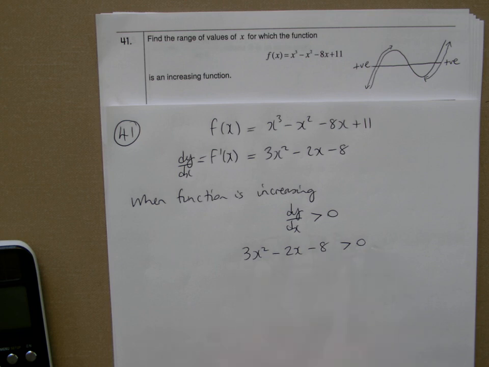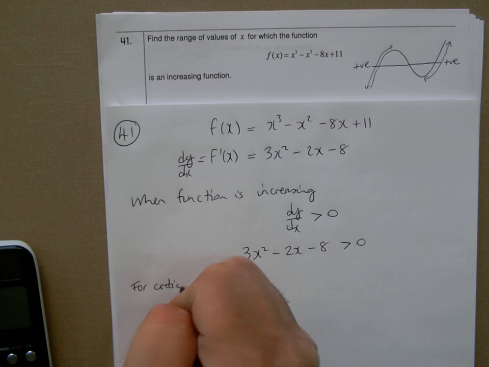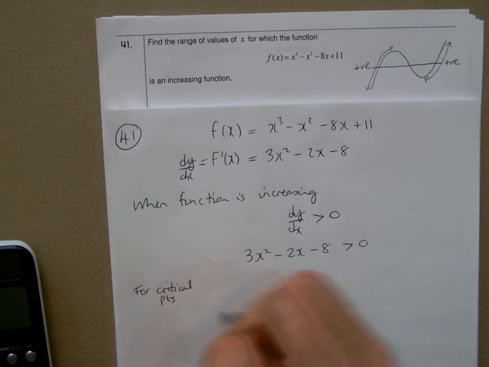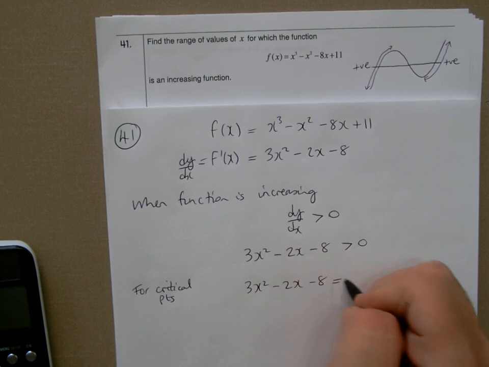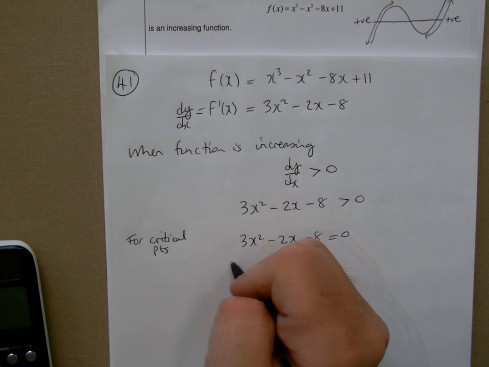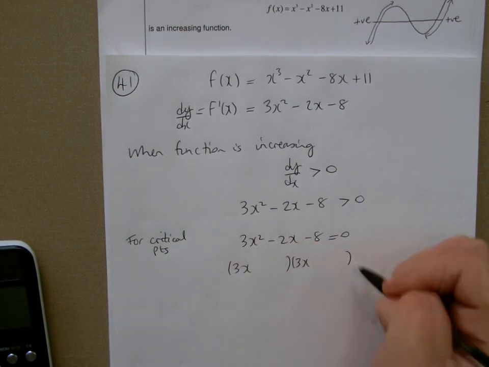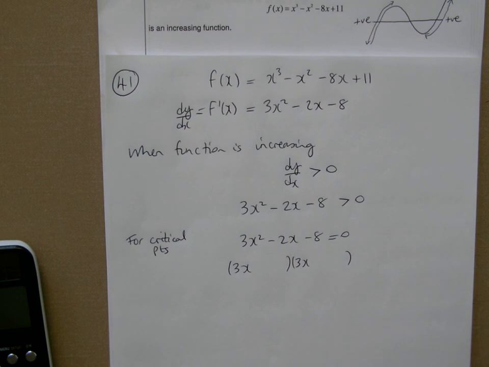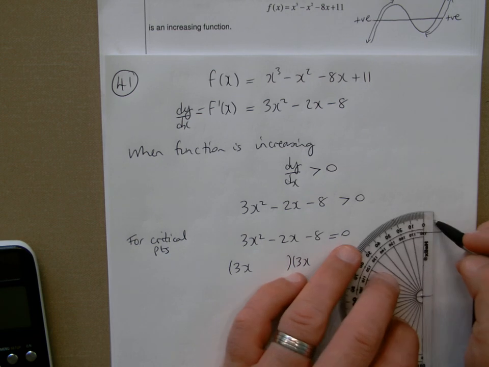And remember, when we want to solve a quadratic inequality like this, we first of all look at the critical points. For the critical points, it'll be when the quadratic is equal to zero. When it's equal to zero, we can solve that using two brackets. So remember the process we use. When we factorize into two brackets, we put 3x in both brackets, and then we do that multiply and add section over here.